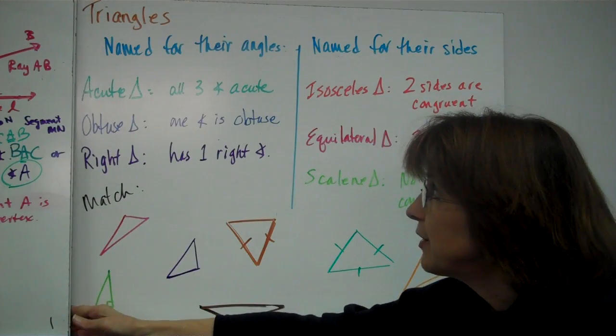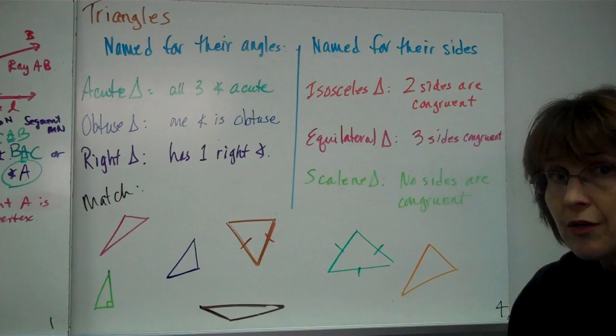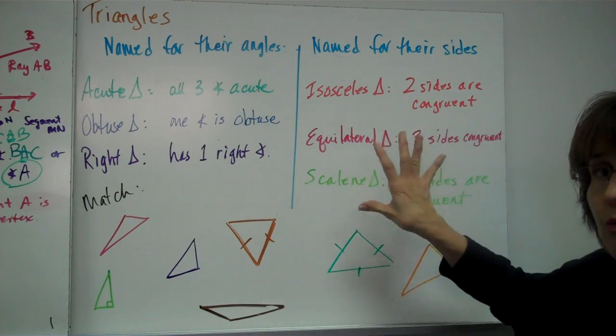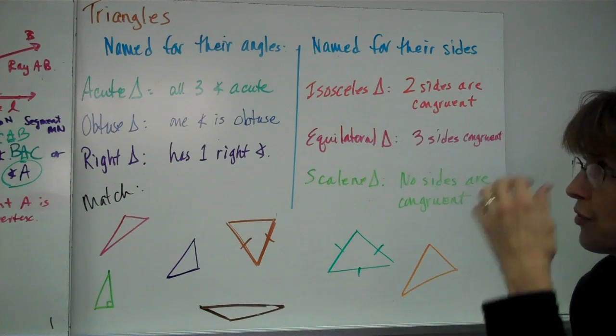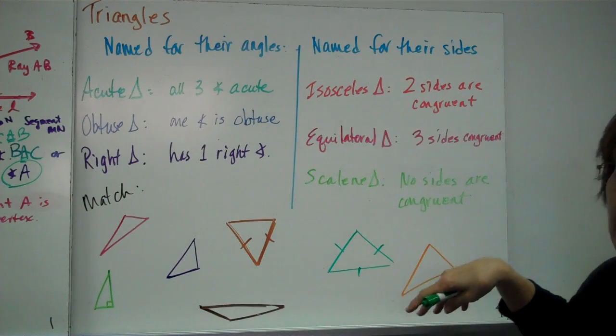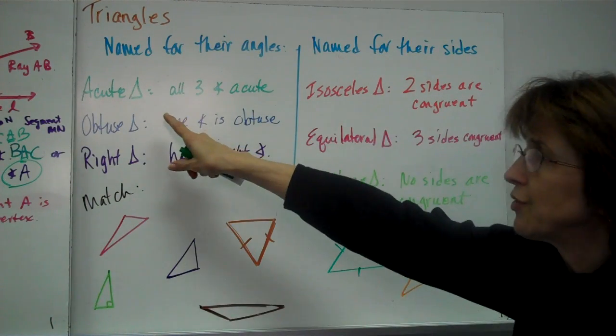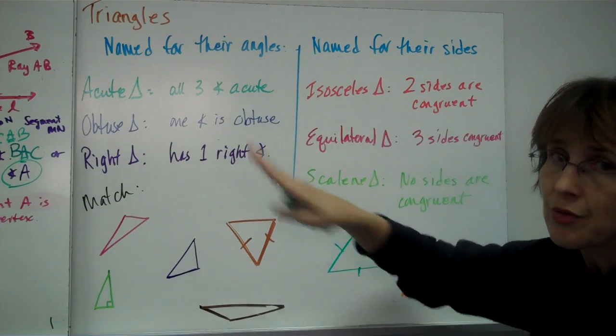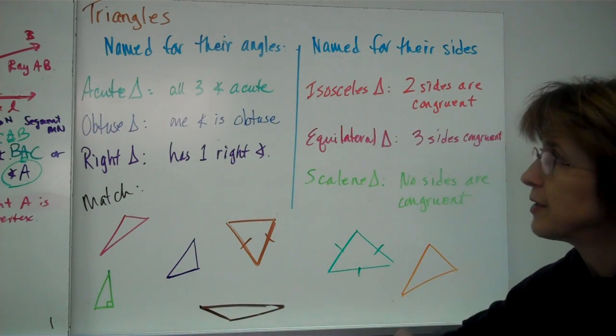And a couple more definitions about triangles. I sort of separated them into two, which I think will help you memorize it better in case you don't know these. Some triangles are named for their angles, and some are named for their sides. Okay? An acute triangle is when all three angles are acute. They're all less than 90 degrees.